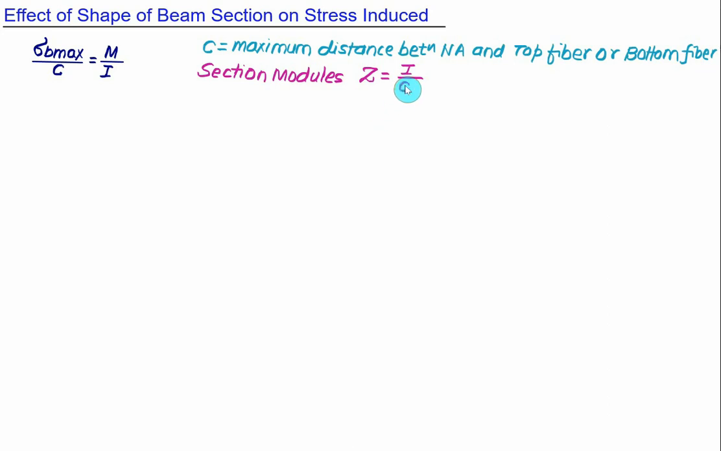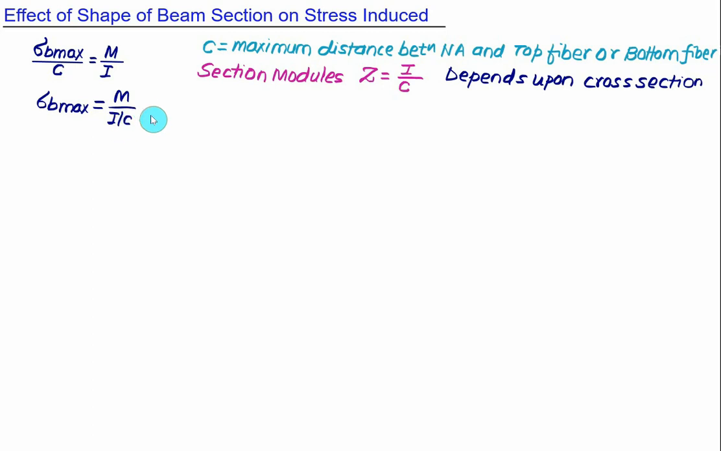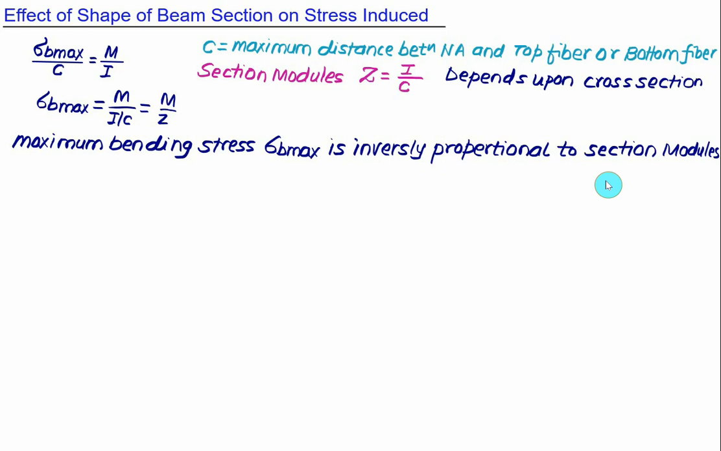Section modulus is also called the elastic section modulus, and it depends upon the geometry of the cross section, that is, it depends upon the value of I, and moment of inertia is a strong function of the cross section. So if we rearrange this term, we get the maximum bending stress equal to M, and this c will shift to the denominator of I, that is M divided by I by c, which is equal to M divided by Z. So from this equation we can conclude that the maximum bending stress is inversely proportional to the section modulus.